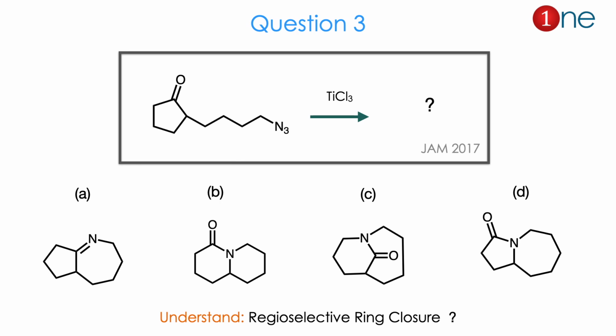The products are ring closed ones with 5 member and 6 member rings, and 6 member rings with bridged carbons. So basically the question is about how the new bonds are formed. From the reactant to product you might understand regioselective ring closure occurs here. The answer is B. Let us see how.